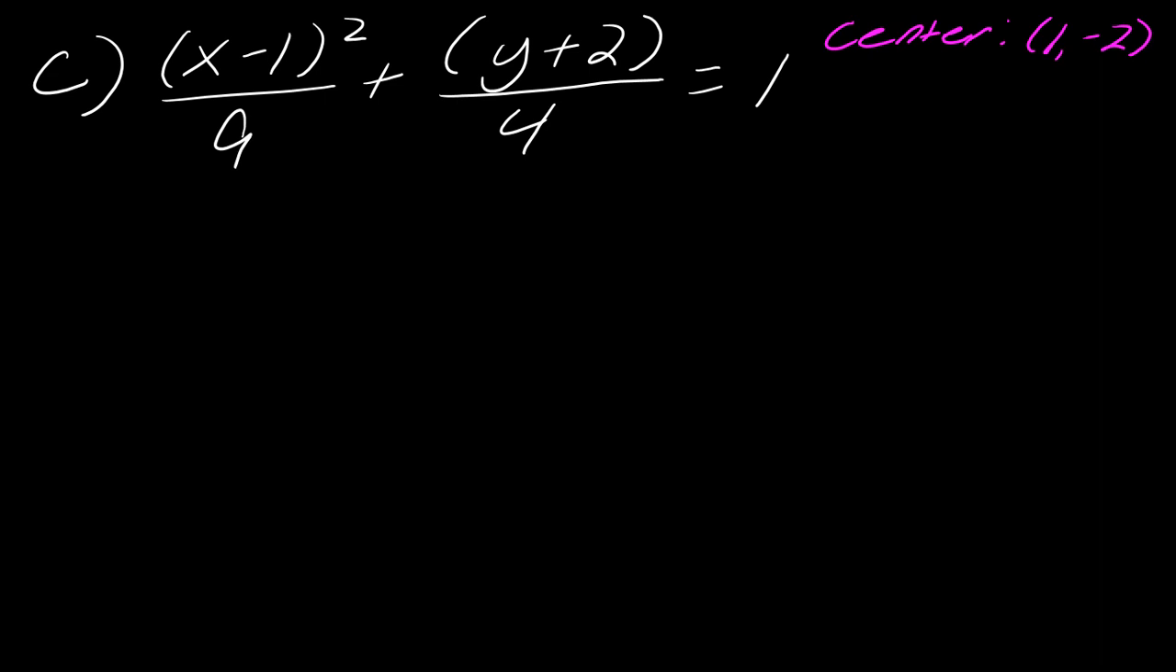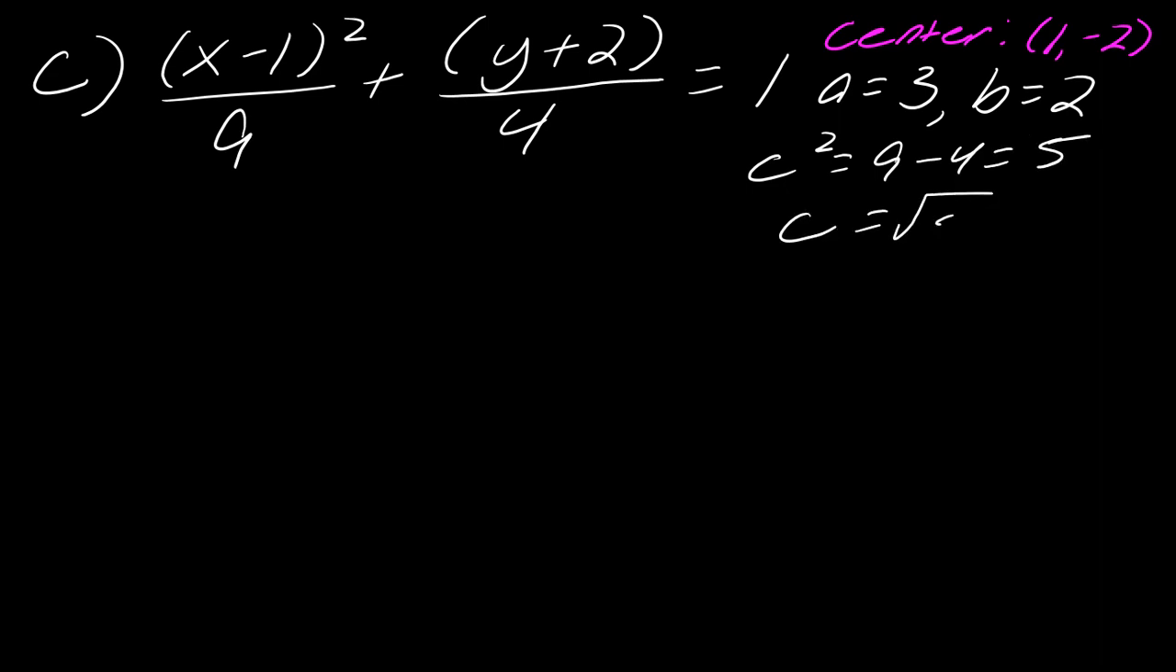All right, so let's see. My A in this case is found here, and that's going to be 3, and my B is going to equal 2. My C squared is going to be 9 minus 4, which equals 5. So my C is going to be equal to the square root of 5. We can just approximate that again. Okay, so I need some graphing paper.